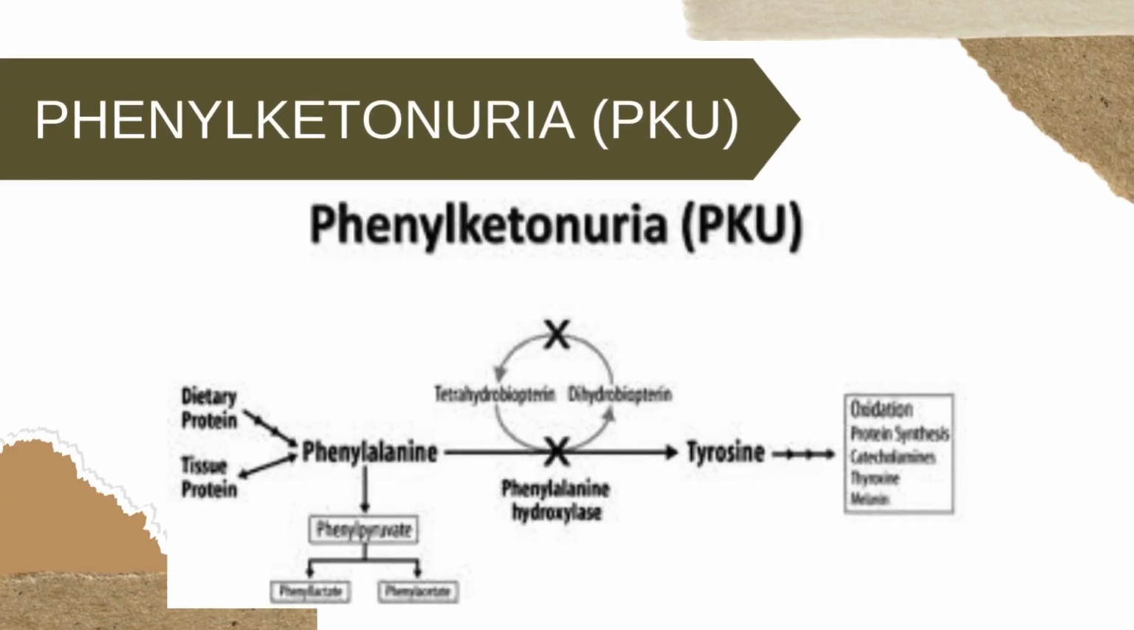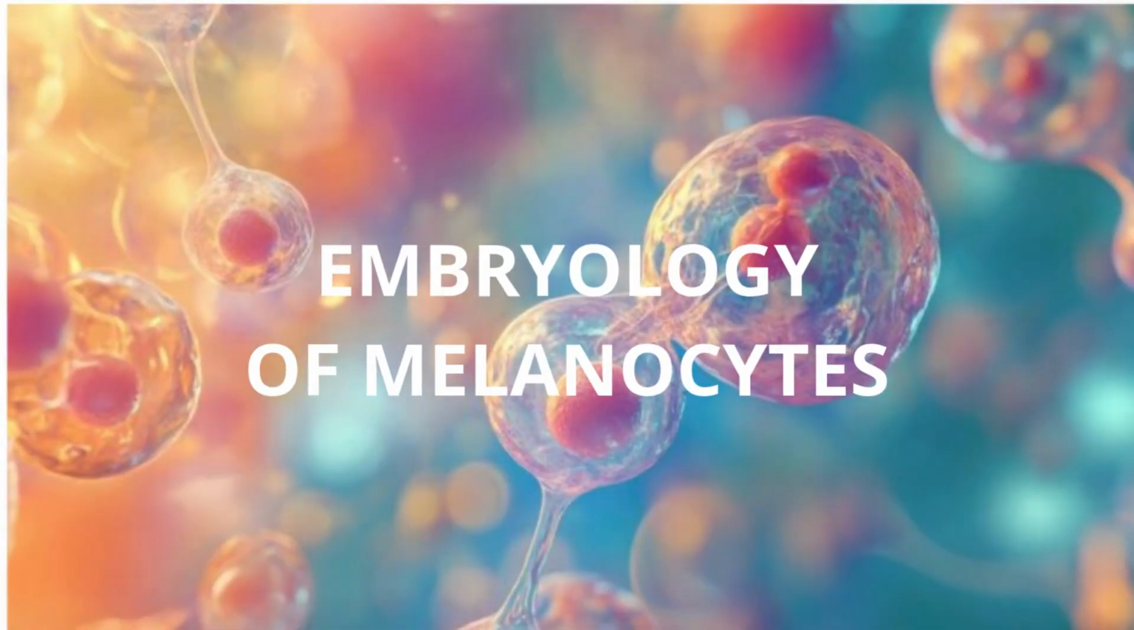Phenylketonuria is a metabolic disorder caused by a deficiency of the enzyme phenylalanine hydroxylase, leading to elevated phenylalanine levels in the body. Accumulated phenylalanine competitively inhibits tyrosinase activity, reducing melanin production. Its manifestations are fair skin, blonde hair, and light eyes, and severe neurological damage if not diagnosed and treated early with a special diet. Now, we're going to talk about the embryology of melanocytes.